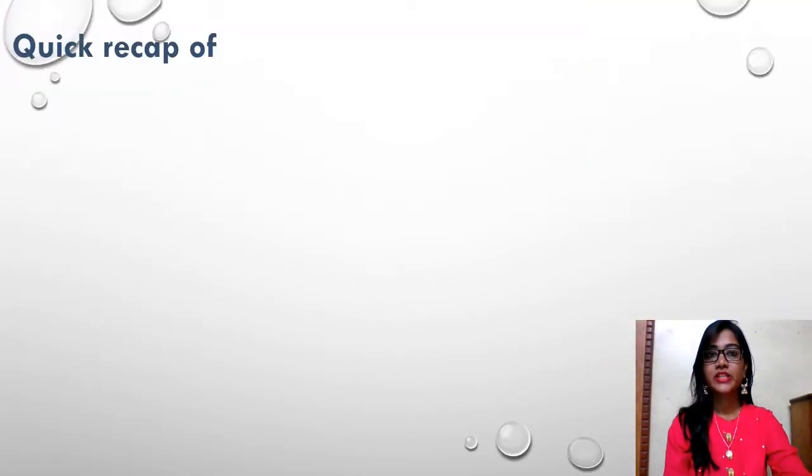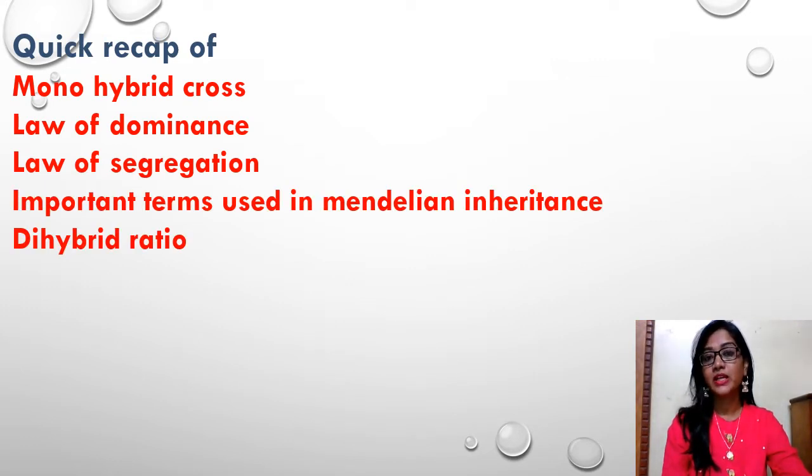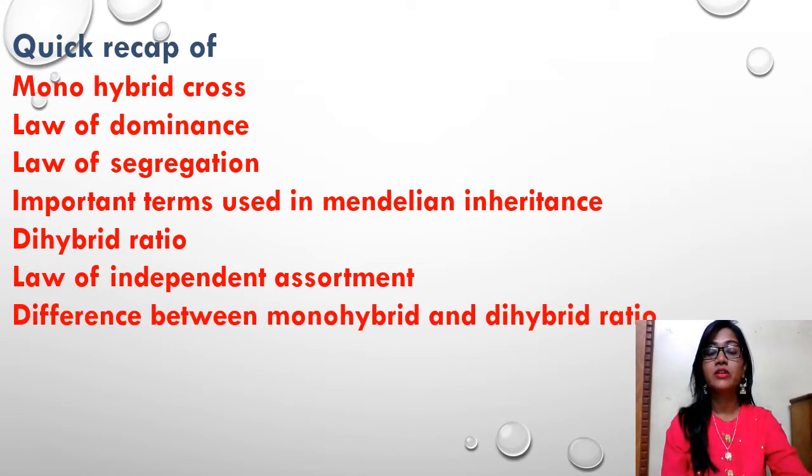So in today's session we are going to give a quick recap of some points, that is monohybrid ratio, law of dominance, law of segregation, important terms used in Mendelian inheritance, dihybrid ratio, and the law of independent assortment. And in the last session of today's lecture, we are going to concentrate on the difference between monohybrid and dihybrid ratio.